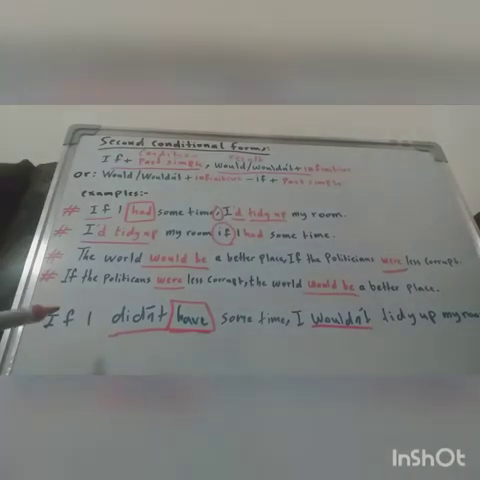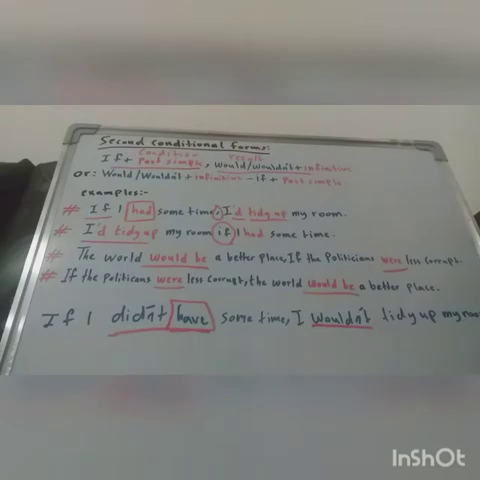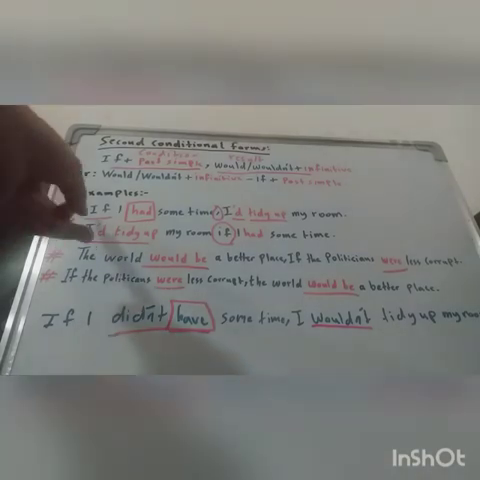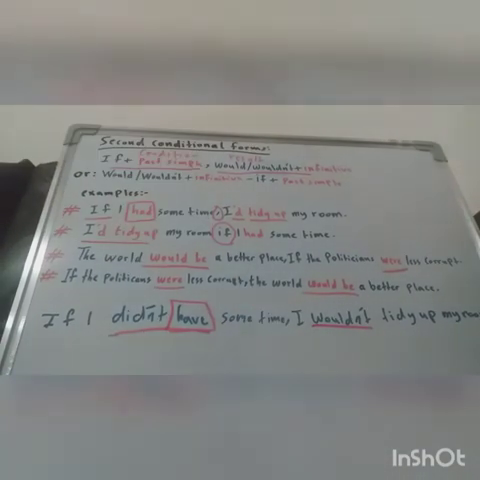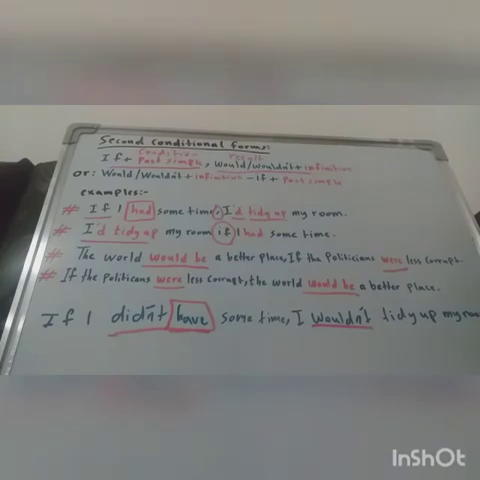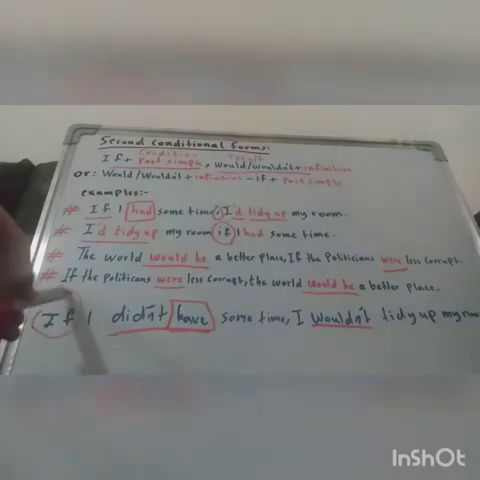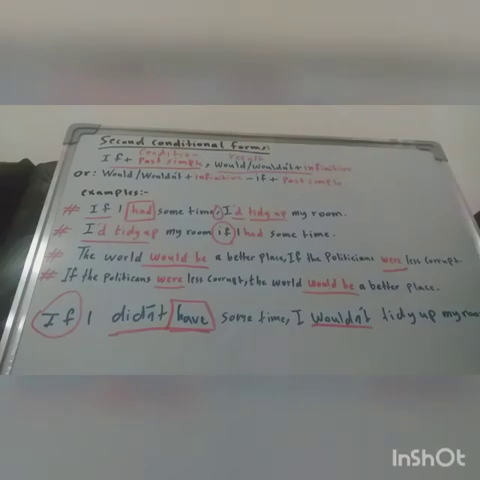Well, this sentence is different from the first sentence. The first sentence means if I had some time, that means that I don't have time. So if I had some time, I'd tidy up my room, but I don't have time. In this sentence, if I didn't have some time, that means that I have time. I wouldn't tidy up my room, and that means that I have to tidy up my room.